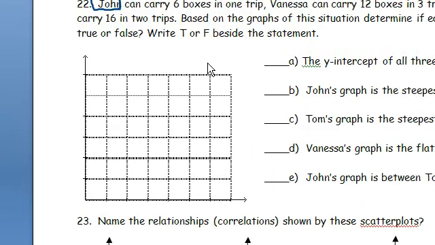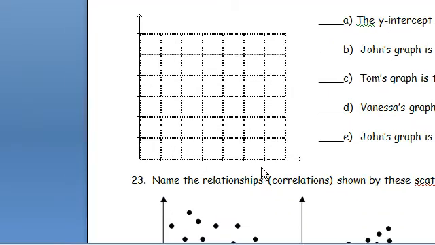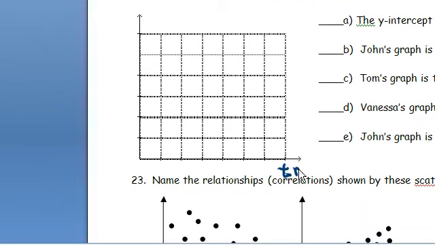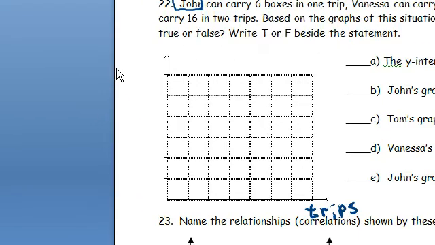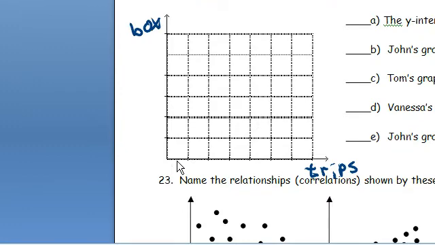Okay, so let's graph these real quick. Our x-axis will be our independent variable, and so the number of boxes carried depends on the number of trips we take. So we'll label this one trips, this one boxes. When they've all taken 0 trips, they've all carried 0 boxes. So that's our first point for all 3 of them.